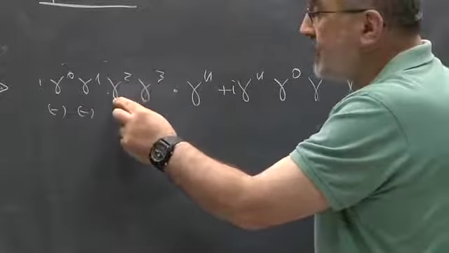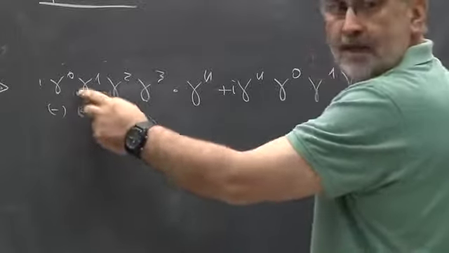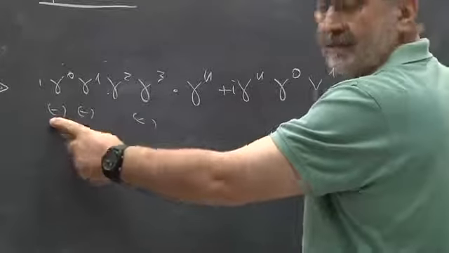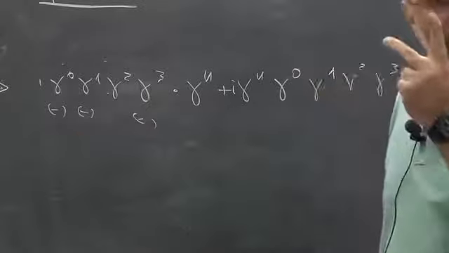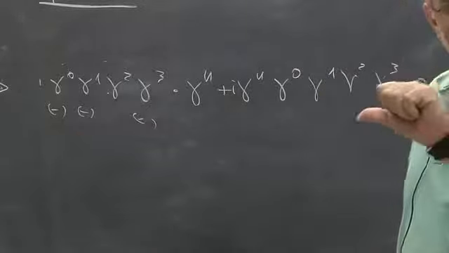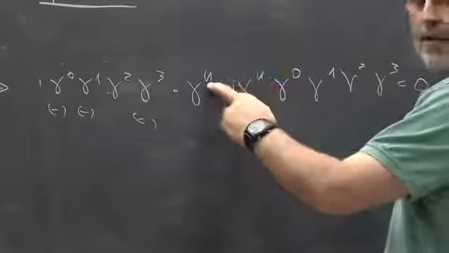I move the gamma 2 that is on the left, so it picks up a minus sign with here, and then it picks up another minus sign with here. So altogether I have 3 minus signs. If I have 3 minus signs, the total is a minus. And it always happens, whatever is mu.